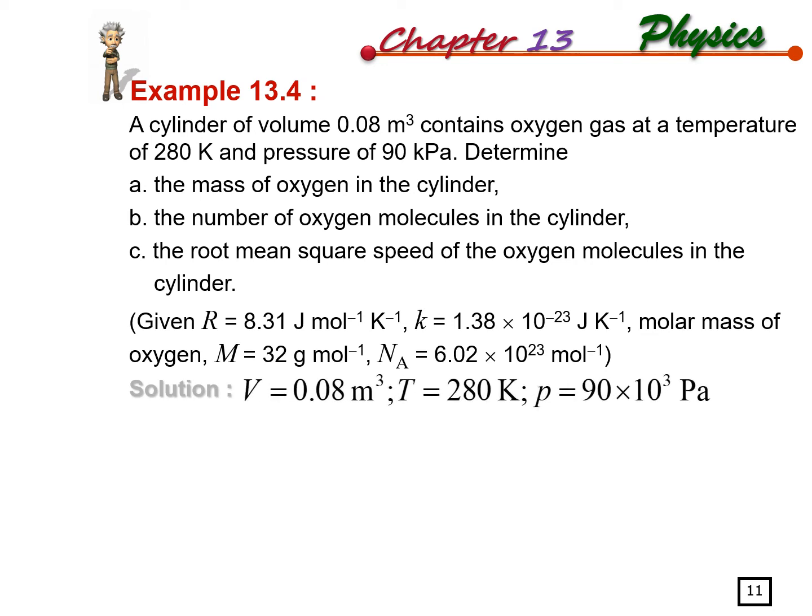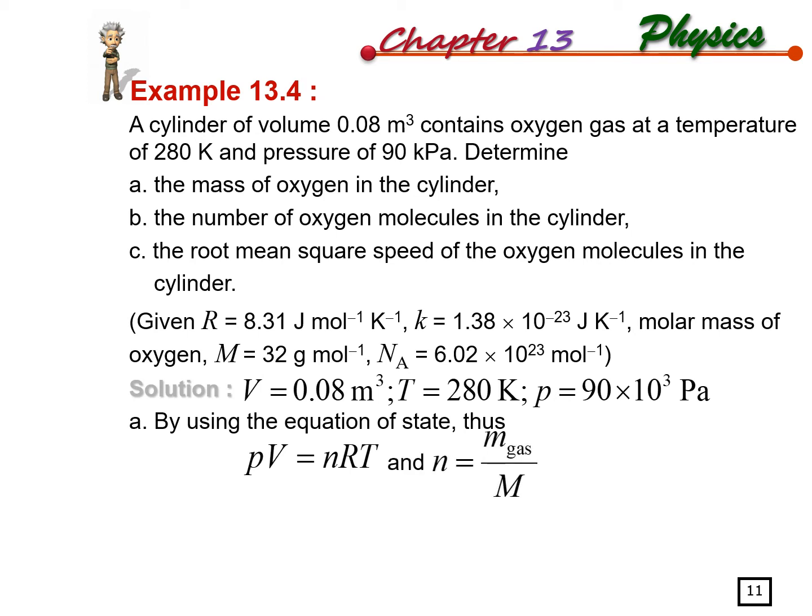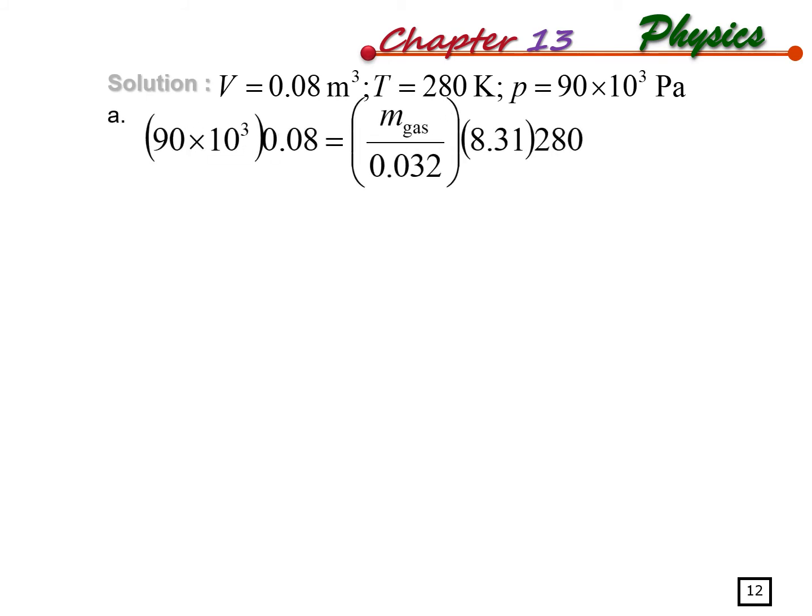For the solution, we have the values of the volume, temperature, and pressure. By using the equation PV equals nRT, where n is equal to mass over molar mass, expand the equation and replace in the values. Once you solve it, we can determine the mass of the gas, which you should end up with 9.9 times 10 to the power of -2 kg.